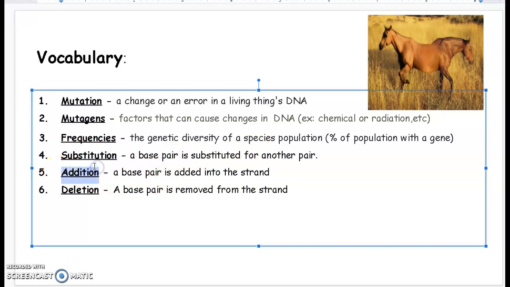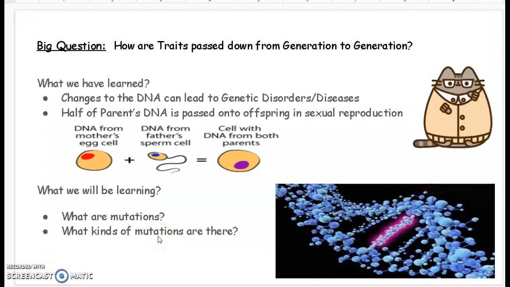Addition. Addition is simple math, adding. This is when you add on another base pair. Deletion. The word is delete. So you remove it, you get rid of it. It's deleted, it's gone. Those are the 3 types of mutations. Substitution, replacing. Addition, adding. Deletion, deleting. And so before we go into mutations, let us return to the big question.